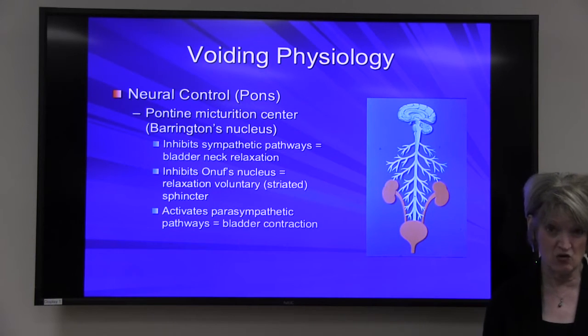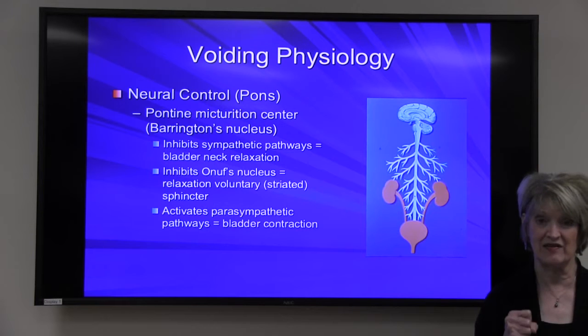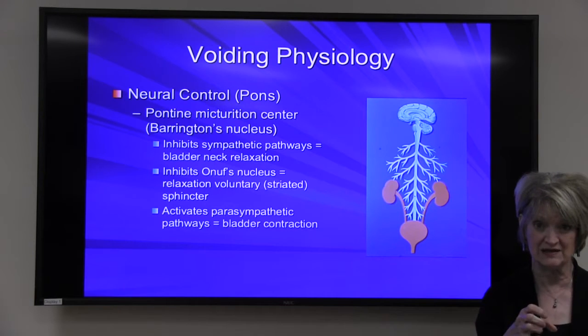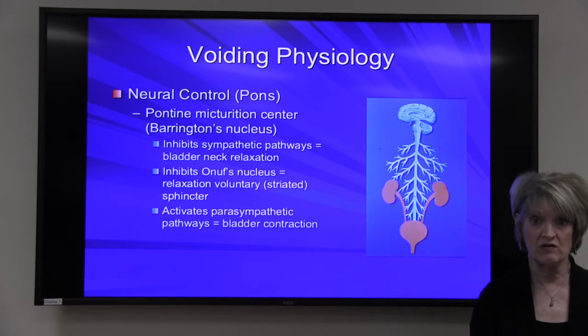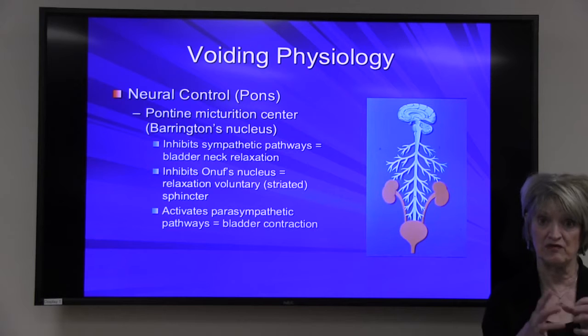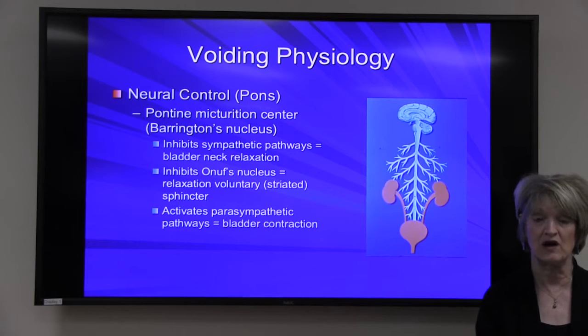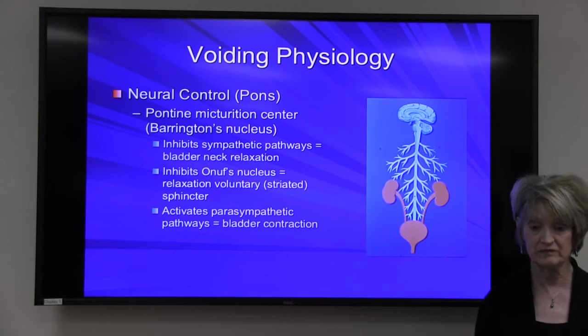What do we mean by coordinated voiding? It means that the voluntary sphincter relaxes, the bladder neck relaxes before the bladder wall contracts. So you want your sphincters open before your bladder contracts so that you have unobstructed voiding.